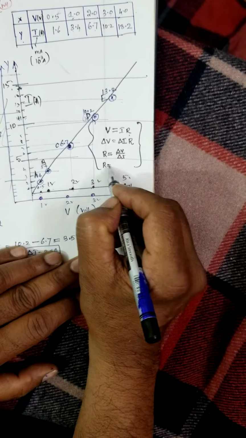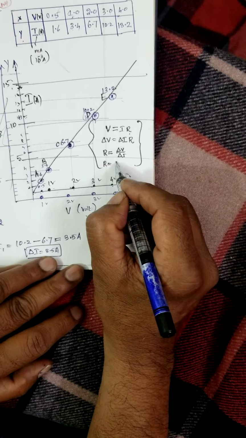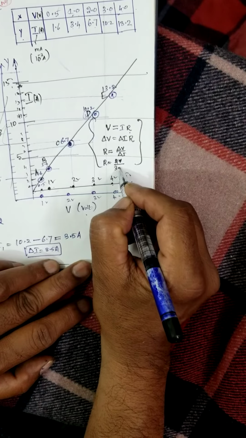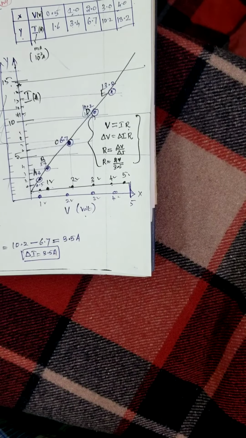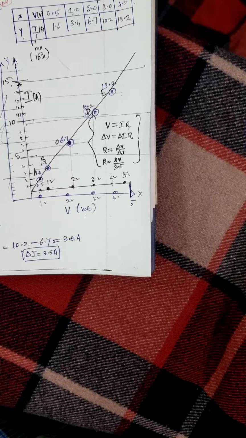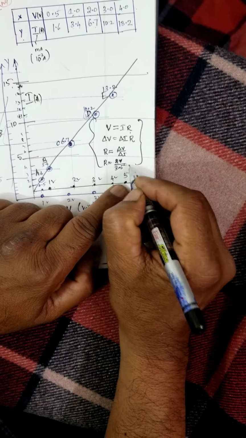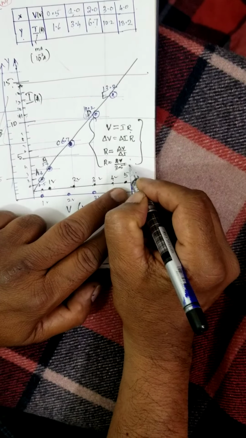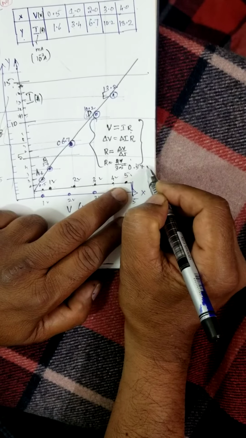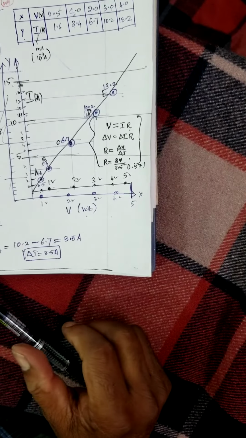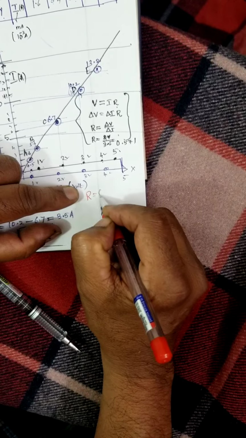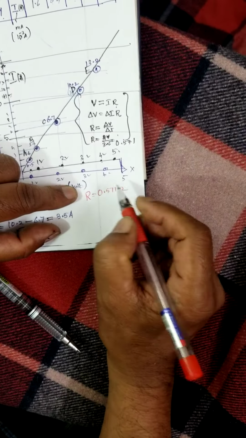Right? The resistance is equal to delta V by delta I. Delta V is equal to 2 volt. Delta I is equal to 3.5. Therefore, what you have to write is 2 divided by 3.5. I get 0.571. Therefore, the resistance value is 0.571 ohm. I got it.